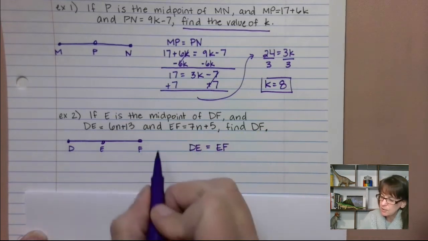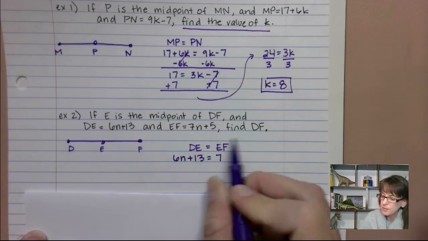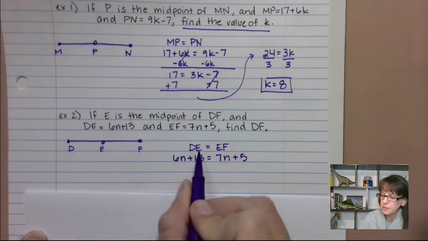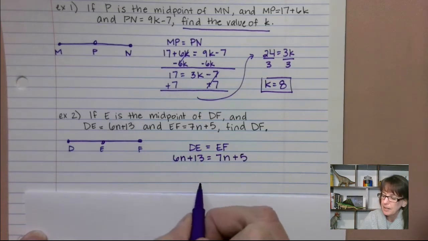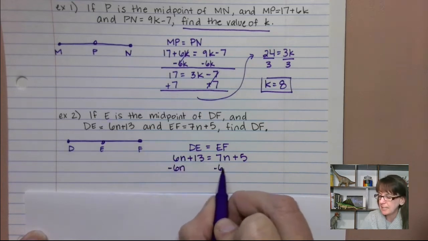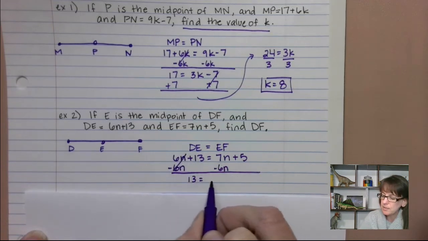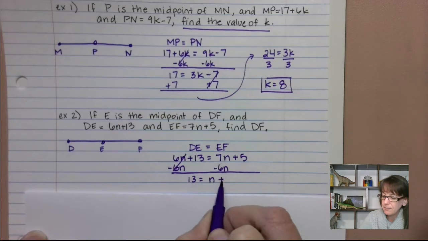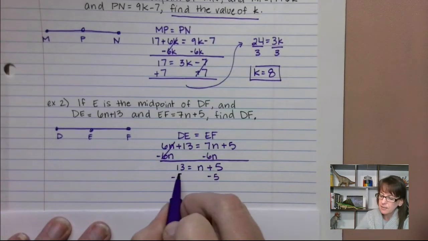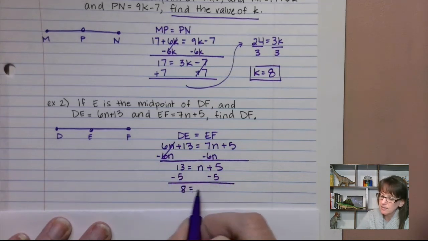All right, let's go ahead and use our substitution and plug these guys in. So 6n plus 13 equals 7n plus 5. I've substituted in for DE and EF. I'm going to move my 6n over by subtracting it so that I get that all by itself. I get 13 equals 1n, or just n, plus 5. Now, minus 5 from both sides, we end up with 8 equals n.